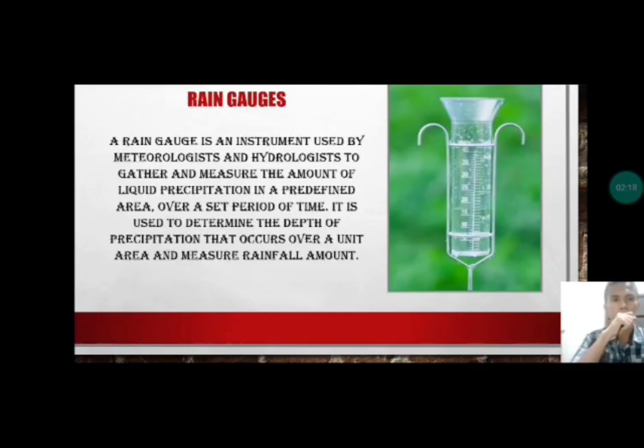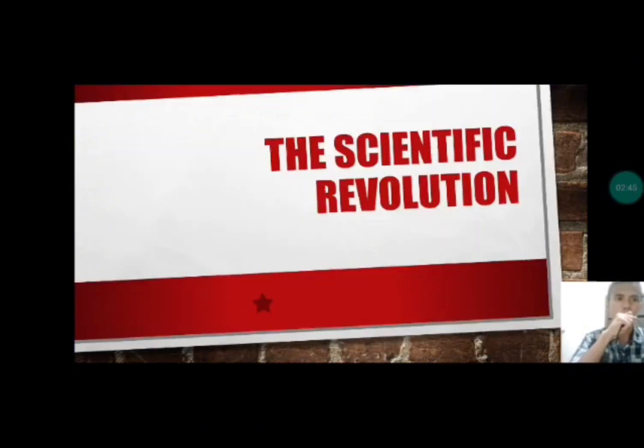Rain gauge. A rain gauge is an instrument used by meteorologists and hydrologists to gather and measure the amount of liquid precipitation in a predefined area over a set period of time. It is used to determine the depth of the precipitation that occurs over a unit area and measure rainfall amount.